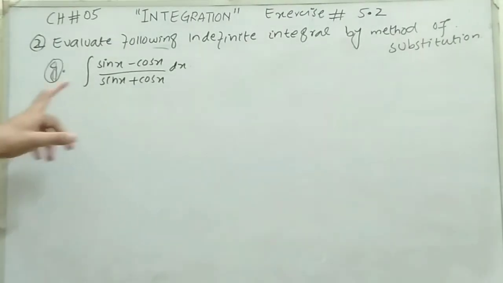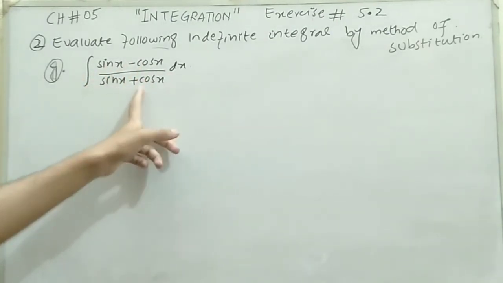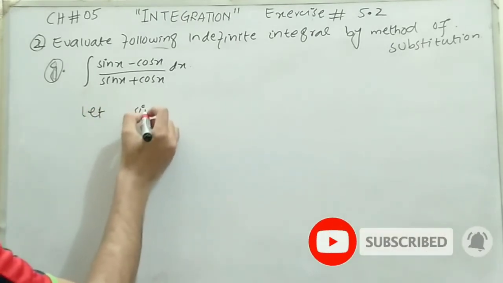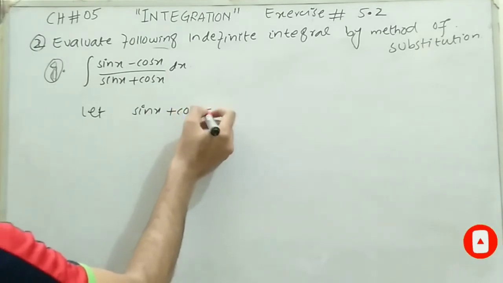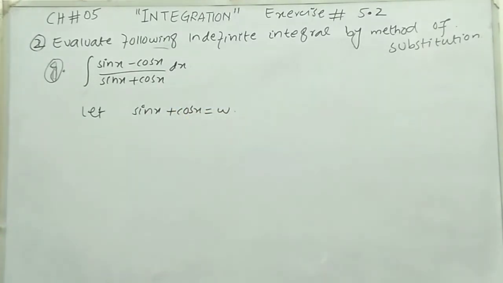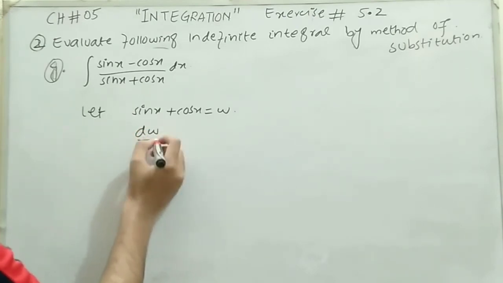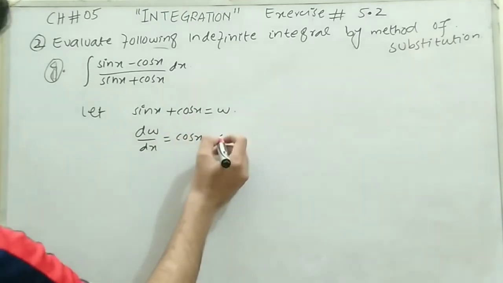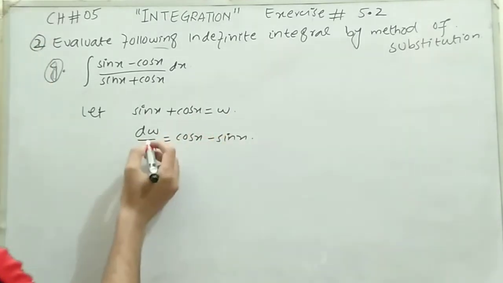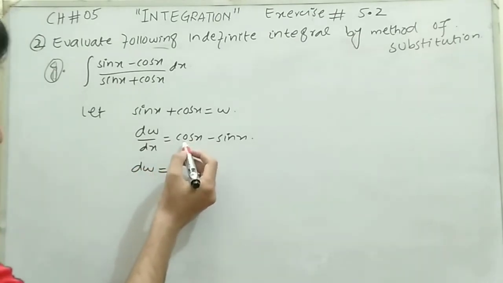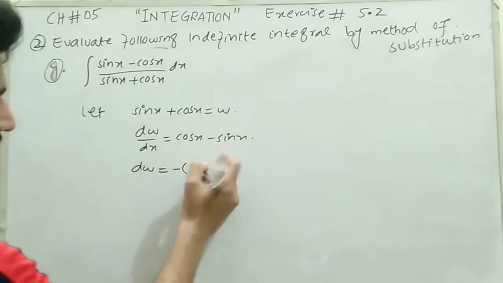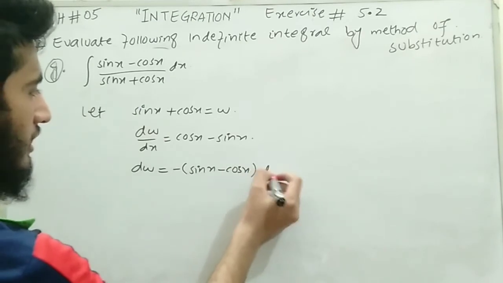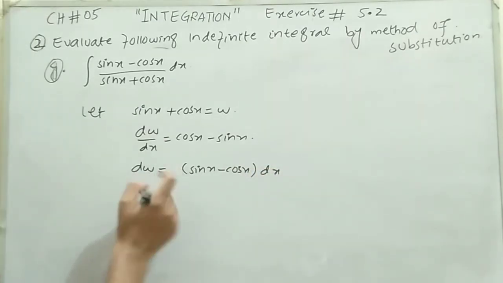Now move to part G, the integral of (sin x minus cos x) dx divided by (sin x plus cos x). Let's suppose sin x plus cos x is equal to the variable w. Now differentiate both sides with respect to x, so dw by dx will be equal to the derivative of sin x, which is cos x, and the derivative of cos x, which is negative sin x. After this, dw will be equal to, taking negative common, negative times (sin x minus cos x) dx. Now shift this minus to the other side, so it becomes minus dw.